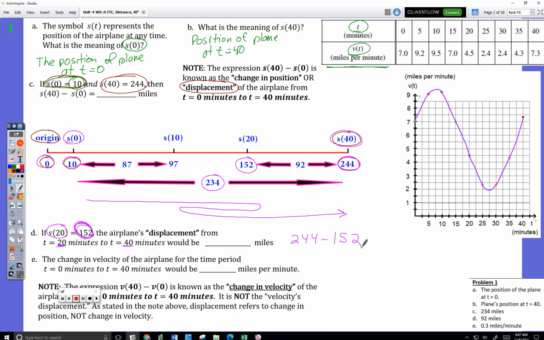Somebody has a calculator, punch that in real quick. Do it in your head. What is it? 92. Is the packet wrong, the answer in the back? No, it just says 245. Oh, interesting. So go with what the packet says. I'll need to fix my document here. This is typed wrong. Thank you, Tessie. So this is 245 in the packet. So this would be 93.